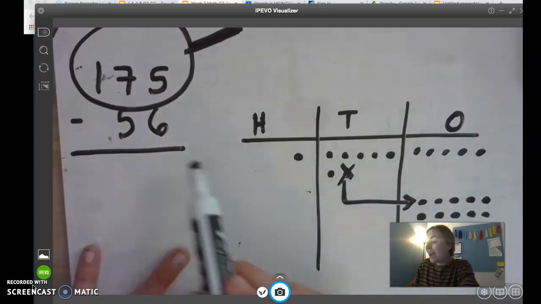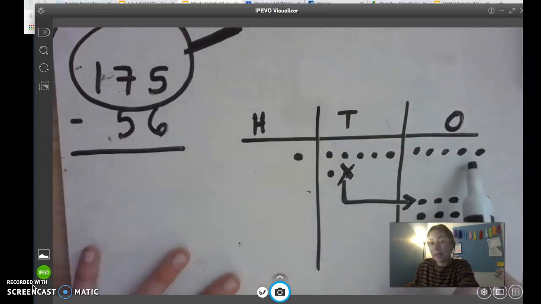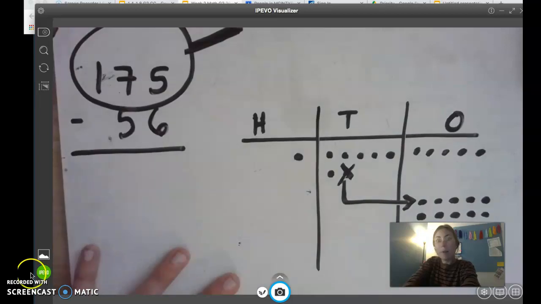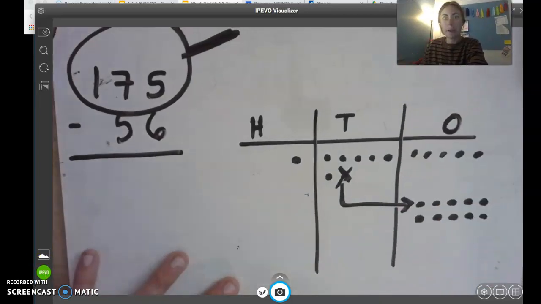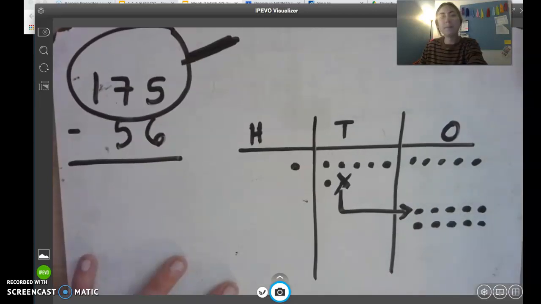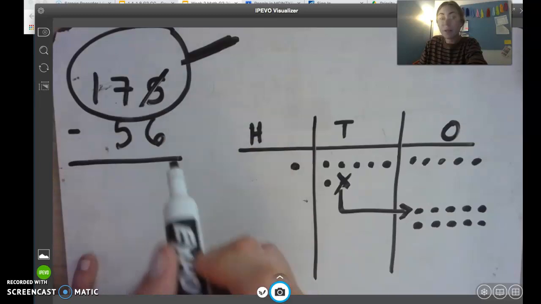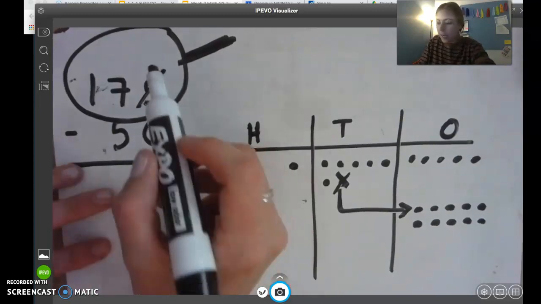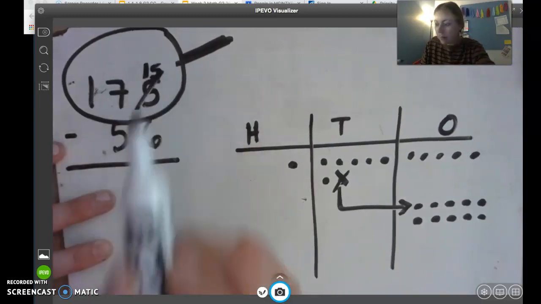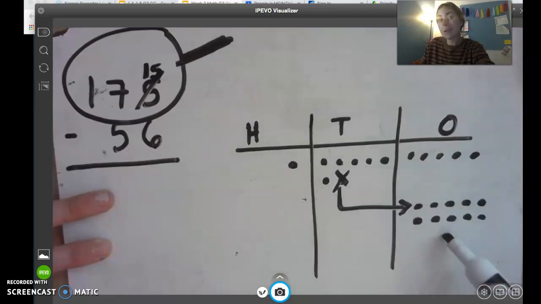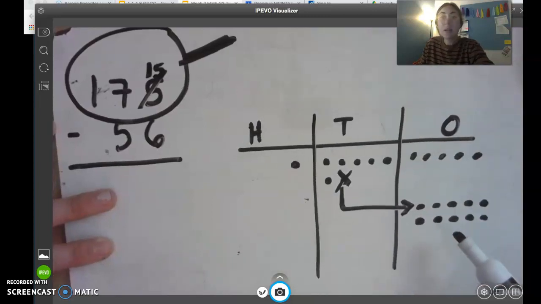So I don't have 5 ones anymore. Look at my problem. How many ones do I have? I'm going to move my face up here. How many ones do I have now? That's right, I have 15. So I'm going to cross that out and I'm going to write 15 because the amount of ones I've had has changed. So let's see if I can take from 56 now.